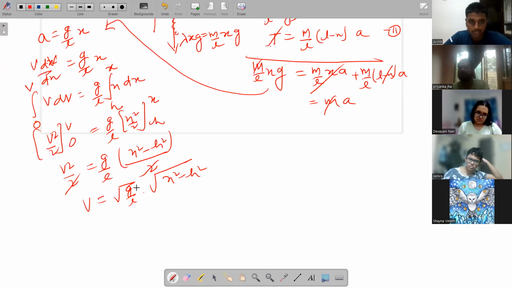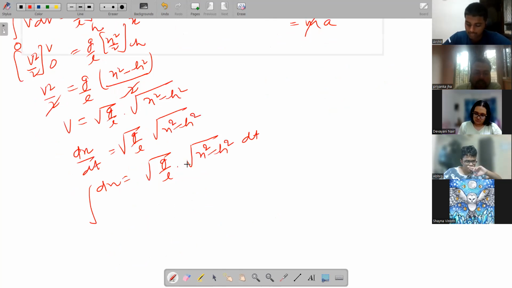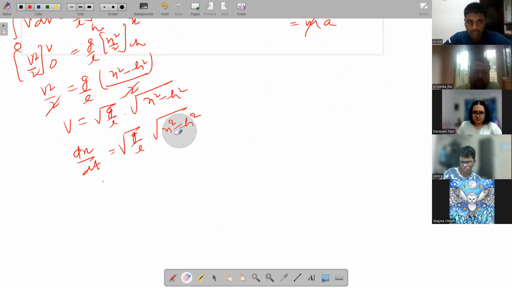Now, you have to find time. So for that, you have to again write v as dx by dt. So this is under root g by L, this is under root x square minus h square. So dx equal to under root g by L into under root x square minus h square into dt. Now again you have to integrate. This will come out because this is a function of x. So it will come to the left side: dx by under root x square minus h square equal to under root g by L into dt.